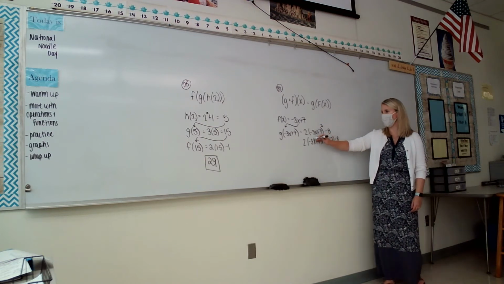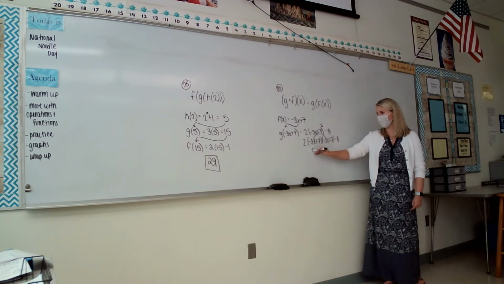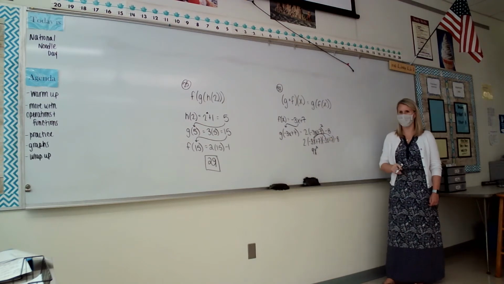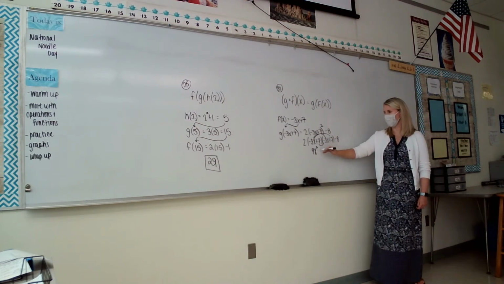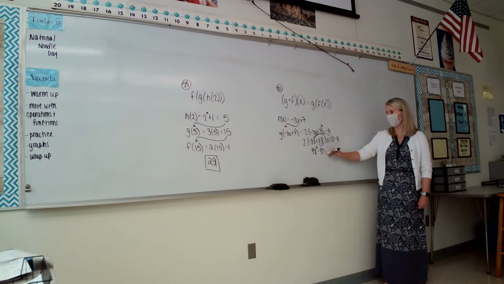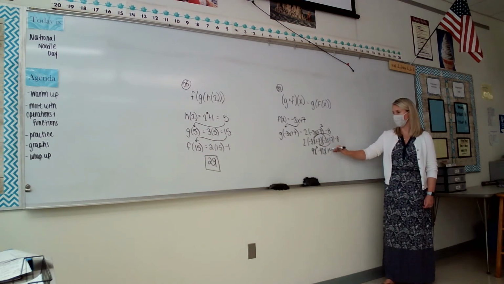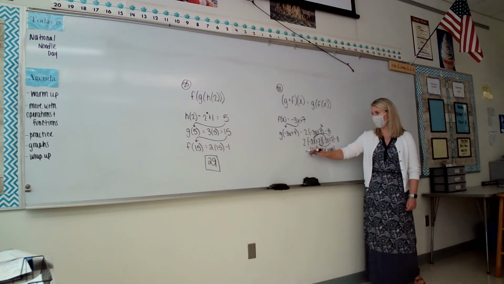If I distribute, I'll get what? 9x squared. This would give me minus 21. That will give me minus 21, so that would be minus 42x. And then plus 49. Remember that 2 is still on the outside.